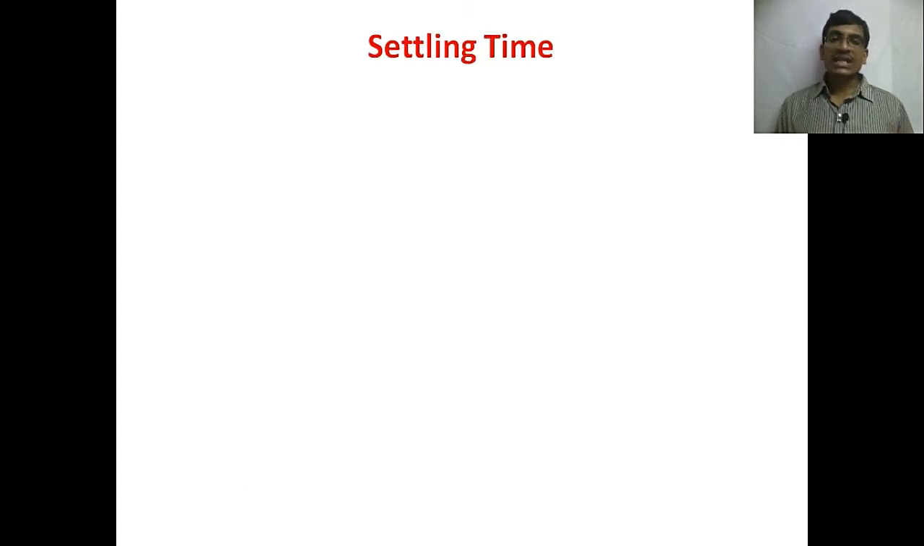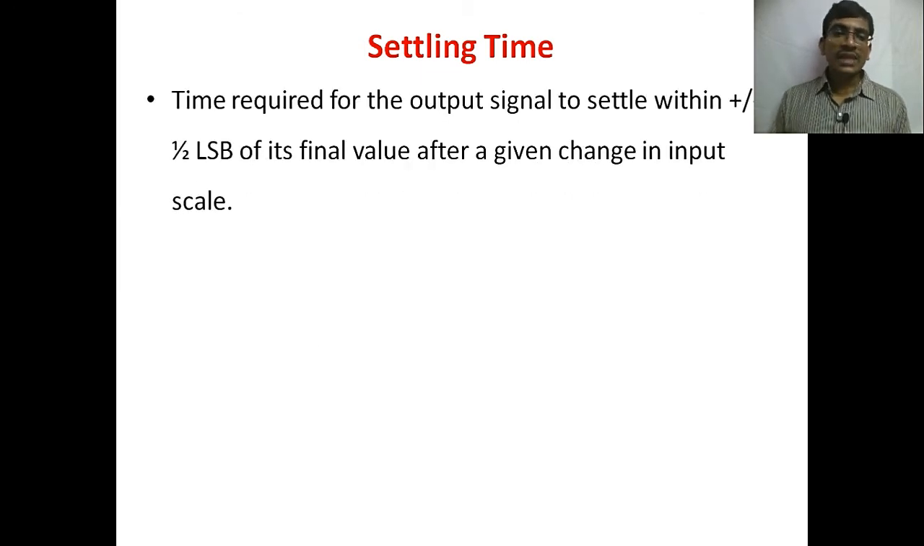The next characteristic of the DAC is settling time. Settling time is the time required for the output signal to settle within plus or minus half LSB of its final value after a given change in the input scale. It is the time required for the output signal to settle within plus or minus half LSB variation of the final value.